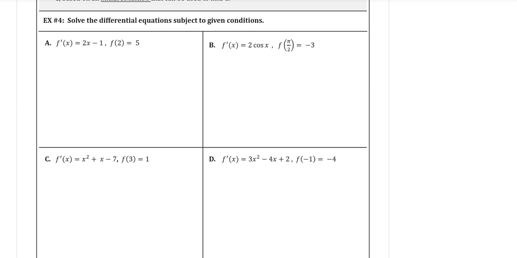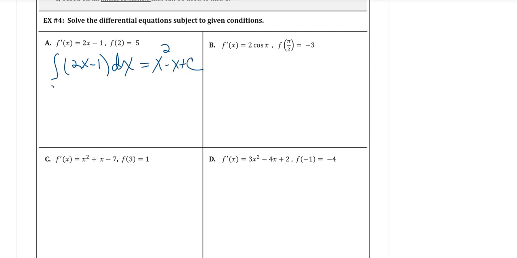Okay, so the first one, we have f prime of x equals 2x minus 1, and we have an initial condition of f of 2 equals 5. So this initial condition is how we are going to find our c, and we're going to worry about that at the end. So the first thing we want to do is integrate this and find the antiderivative of 2x minus 1. So when we do that, we are going to get x squared minus x plus c.